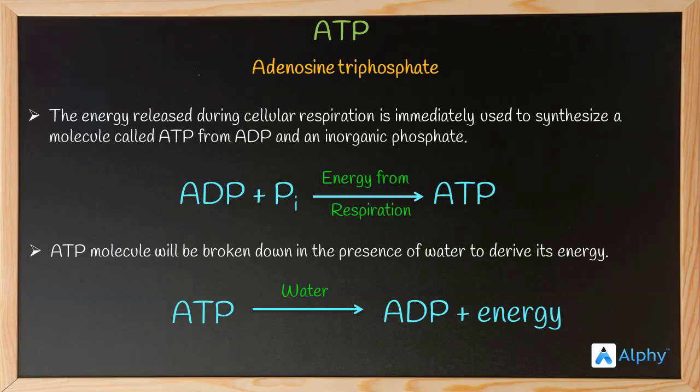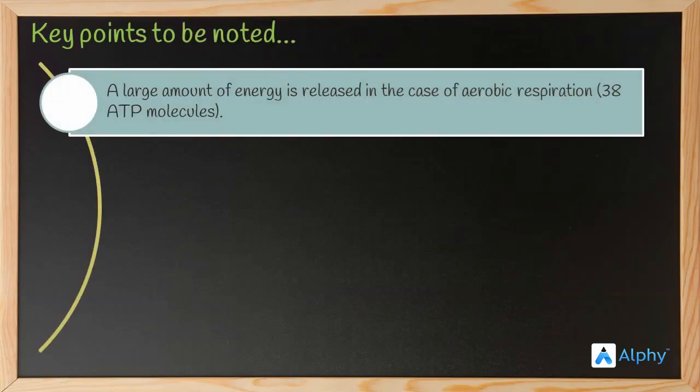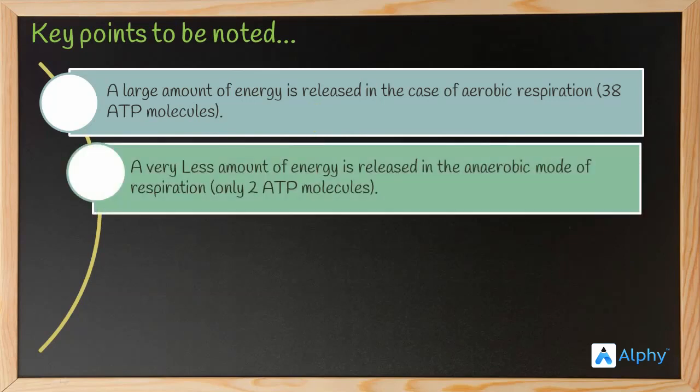Okay, now time for some key points to be noted. The first one is that a large amount of energy is released in the case of aerobic respiration, 38 ATP molecules. Almost 38 ATP molecules are synthesized after one round of aerobic respiration. On the contrary, a very small amount of energy is released in the anaerobic mode of respiration, that is only 2 ATP molecules.